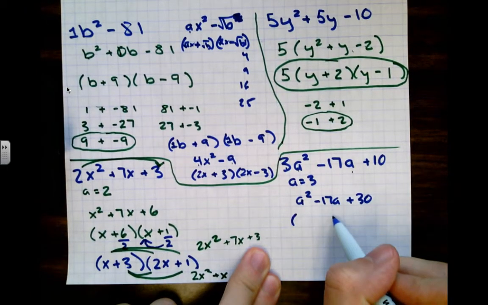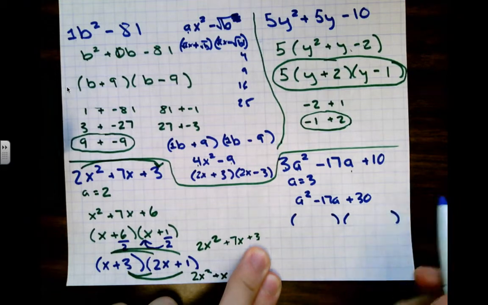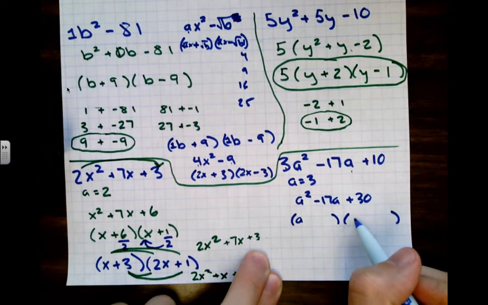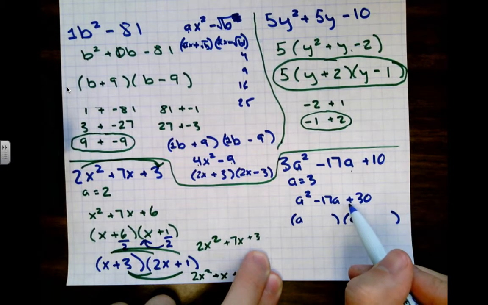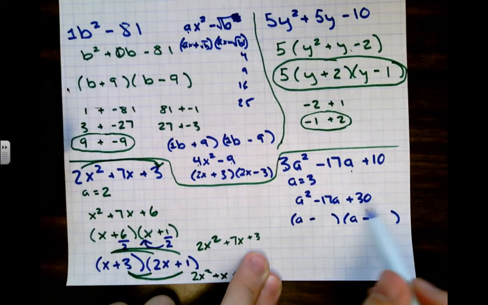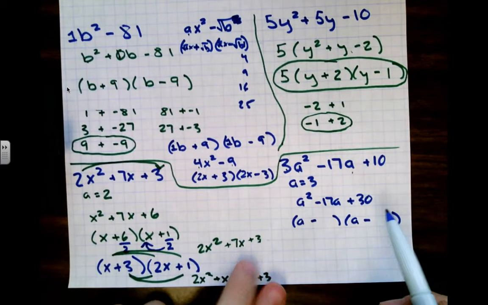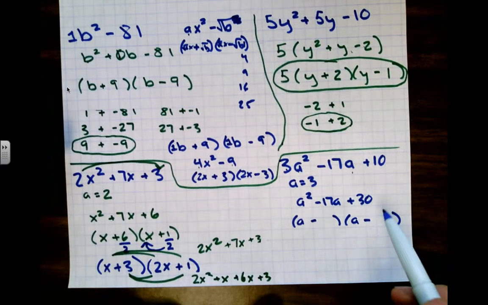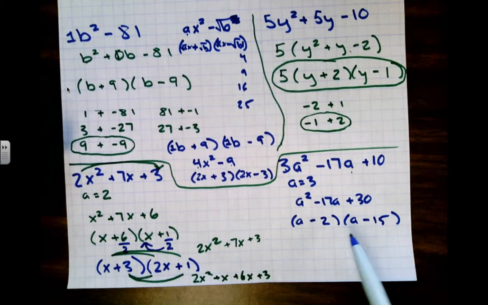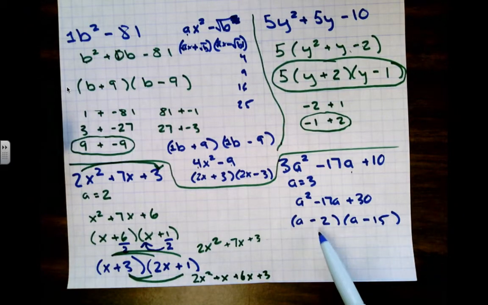So, looking at this, what I should see is I have a plus at the end, so I should end up having the same sign for both of these, and that sign is going to be subtraction. So I can go through, list out all my factors of 30, and think about which two numbers are going to multiply to positive 30 and add to negative 17. Those would be negative 2 and negative 15.